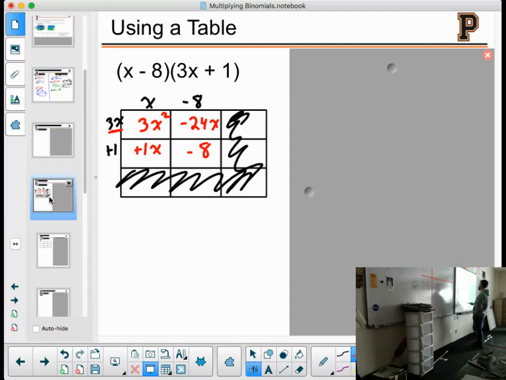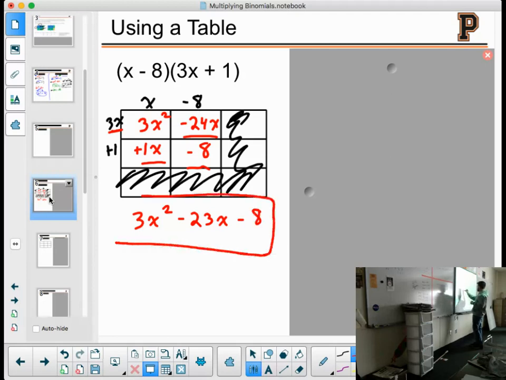So this is another technique for multiplying, is to essentially treat each binomial like the length of a rectangle. Length or width, I guess. So the things that are alike, 3x squared is all by itself, the minus 24x and the positive 1x can combine to make minus 23x, and then the minus 8 is kind of standing by itself. This will be our product. All right.